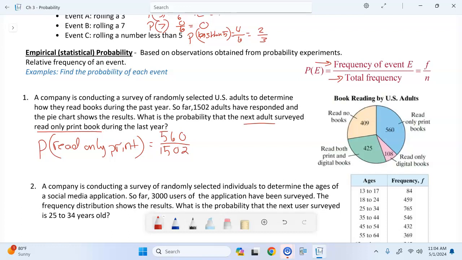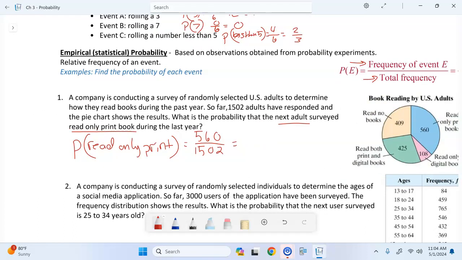And so we can simplify the fraction. We can write it as a percent. So we get 51 over 501 over. No, I'm looking at the wrong thing. 280 over 751. Okay, which is approximately 37%. So we have a 37% chance that the next person that we ask is going to say only print books.